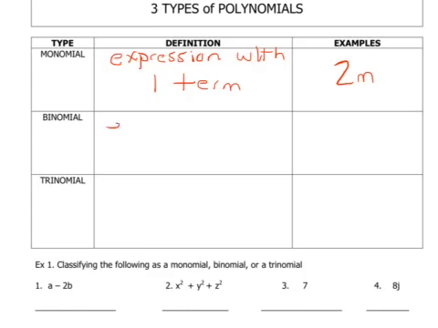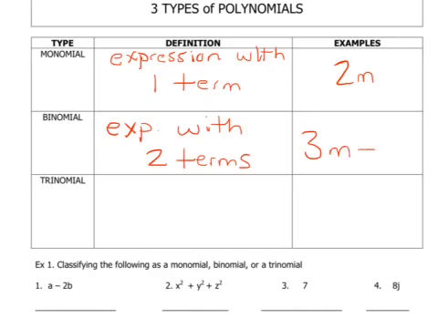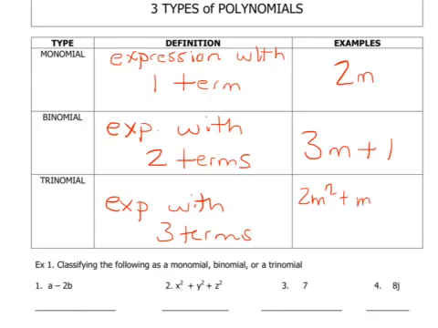A binomial is just an expression, and I'll abbreviate it, with two terms. So something like 3m plus 1 would be a binomial. A trinomial would be the same thing, an expression with three terms. So that would be something like 2m squared plus m minus 5, because there's three things here. Now, if they go bigger than 3, we don't call them anything. They're just called polynomial.